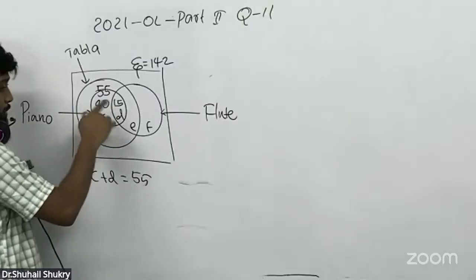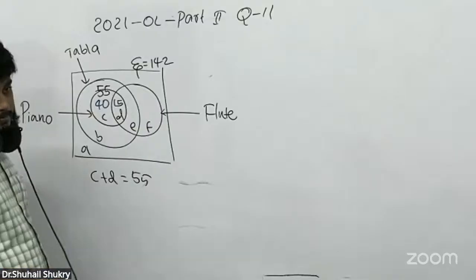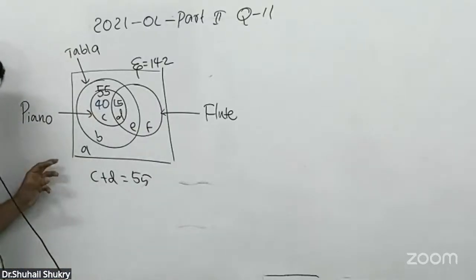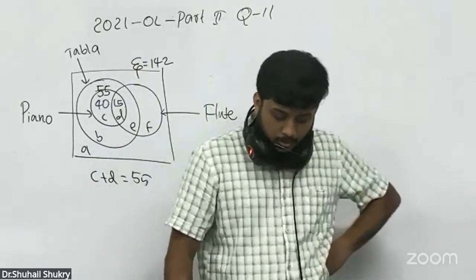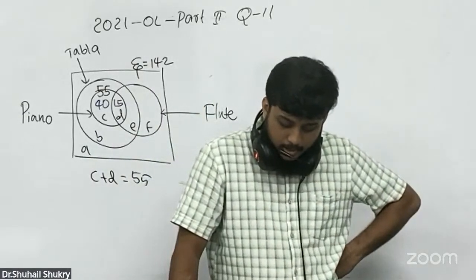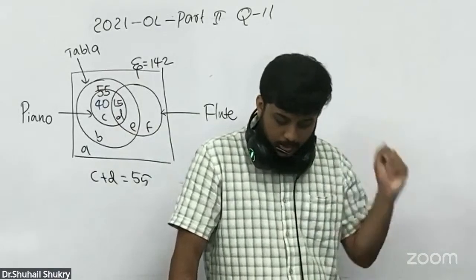I use 2 colors: black for the information whatever they have given, and blue for the information I use to find the other information. Copy the incomplete Venn diagram given in the figure onto your answer script and include the above information. We are done with that.